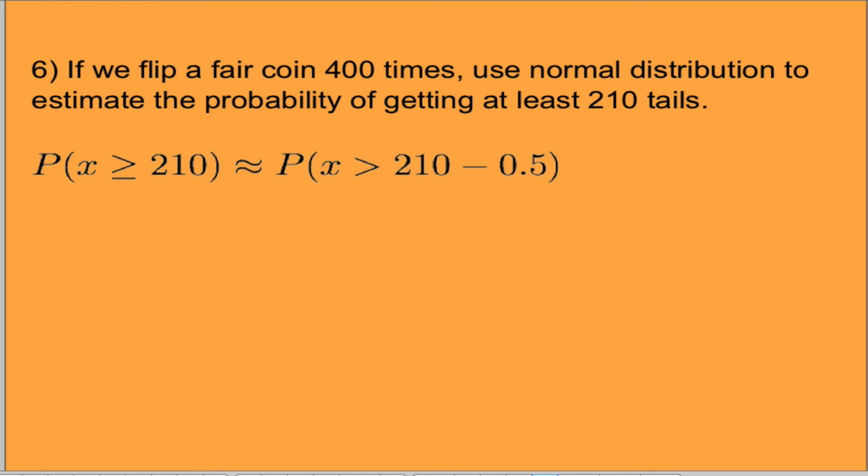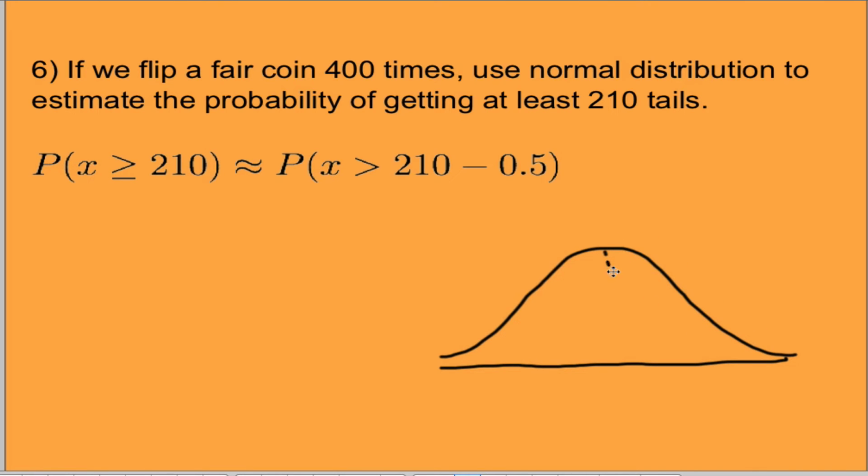Now the same problem, but this time we want to estimate using normal distribution. So probability that x is greater than or equal to 210 is approximately the same as probability that x is greater than 210 minus 0.5. So once again, I'm going to go ahead and draw my normal curve. I'm going to label it. Now 210 would be somewhere on the right side.